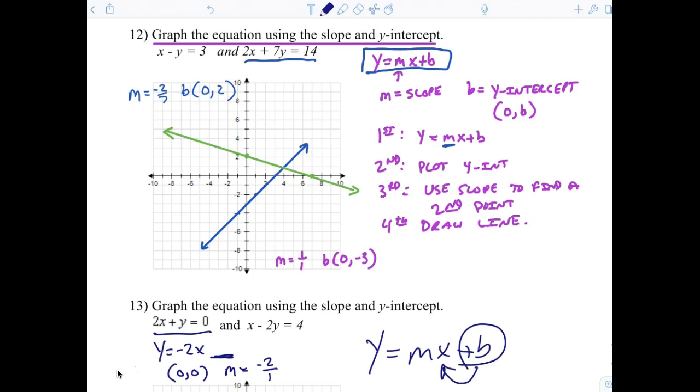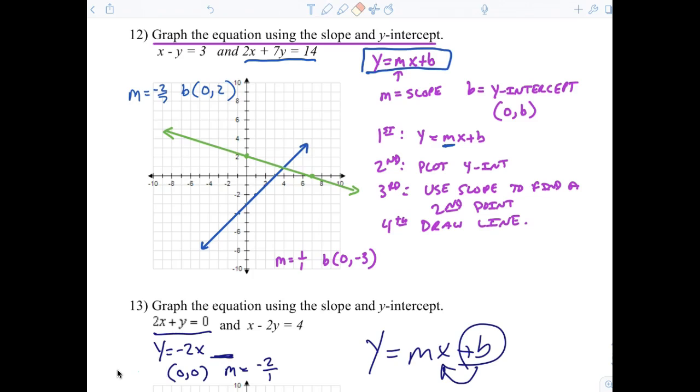You have to put it in y equals mx plus b form. Then you have to plot the y-intercept. Then you have to use the slope to find the second point. Then you have to draw the line. I think it'd be a good idea if I just reviewed number 12. Does everybody agree with that? All right, here we go.